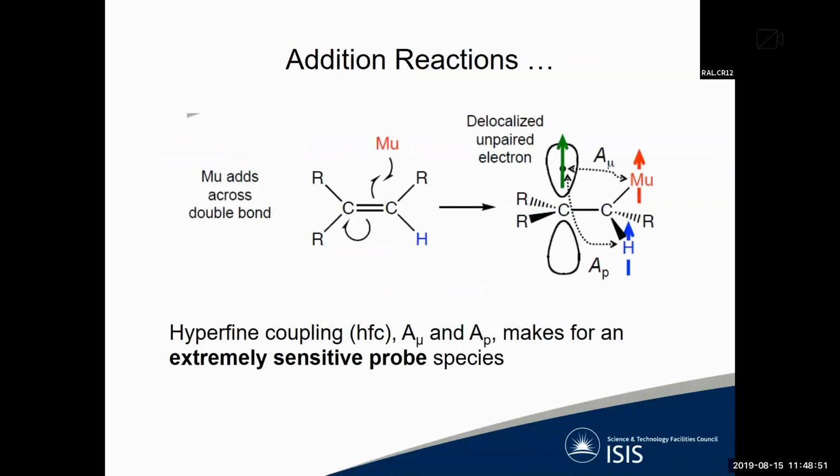So just focusing a little bit on addition reactions. In addition reactions, you've got some molecule that you're interested in studying, and it's got this carbon-carbon double bond, and typically muonium will add across this bond to end up with some delocalized electron spin density across the molecule. And that gives you some hyperfine coupling, A mu and A P, and that makes for an extremely sensitive probe species that you can then go on to use and study, as I'll show you later.